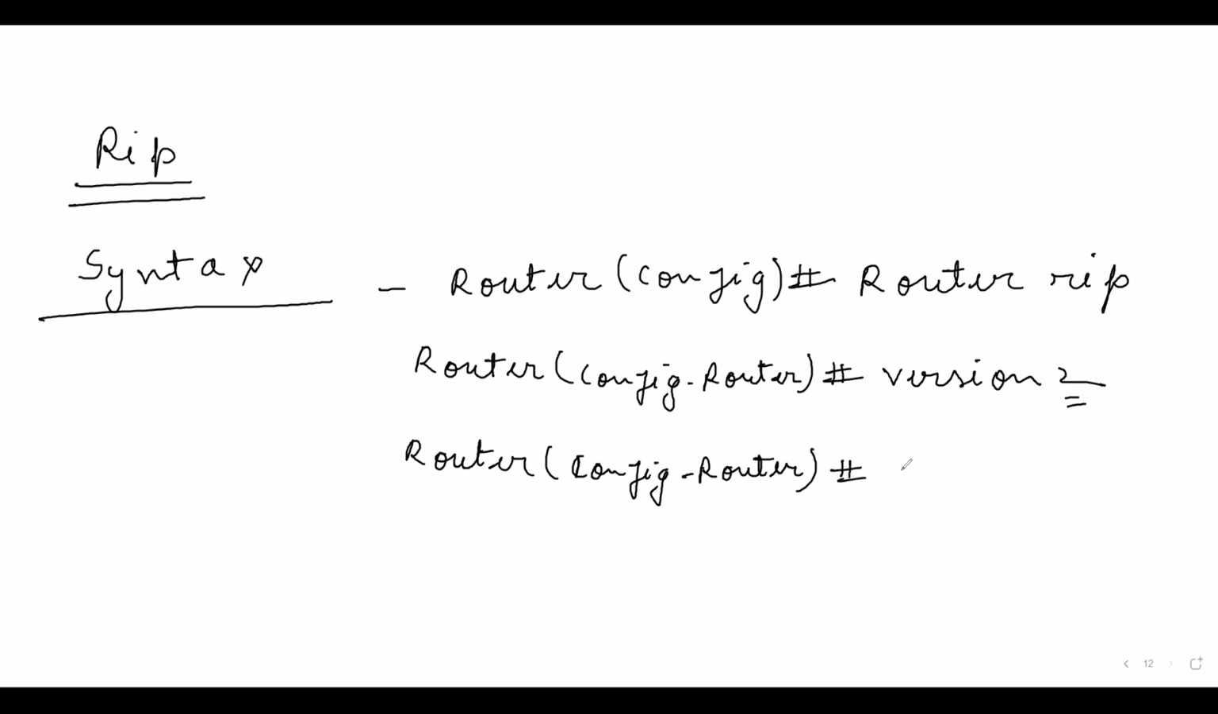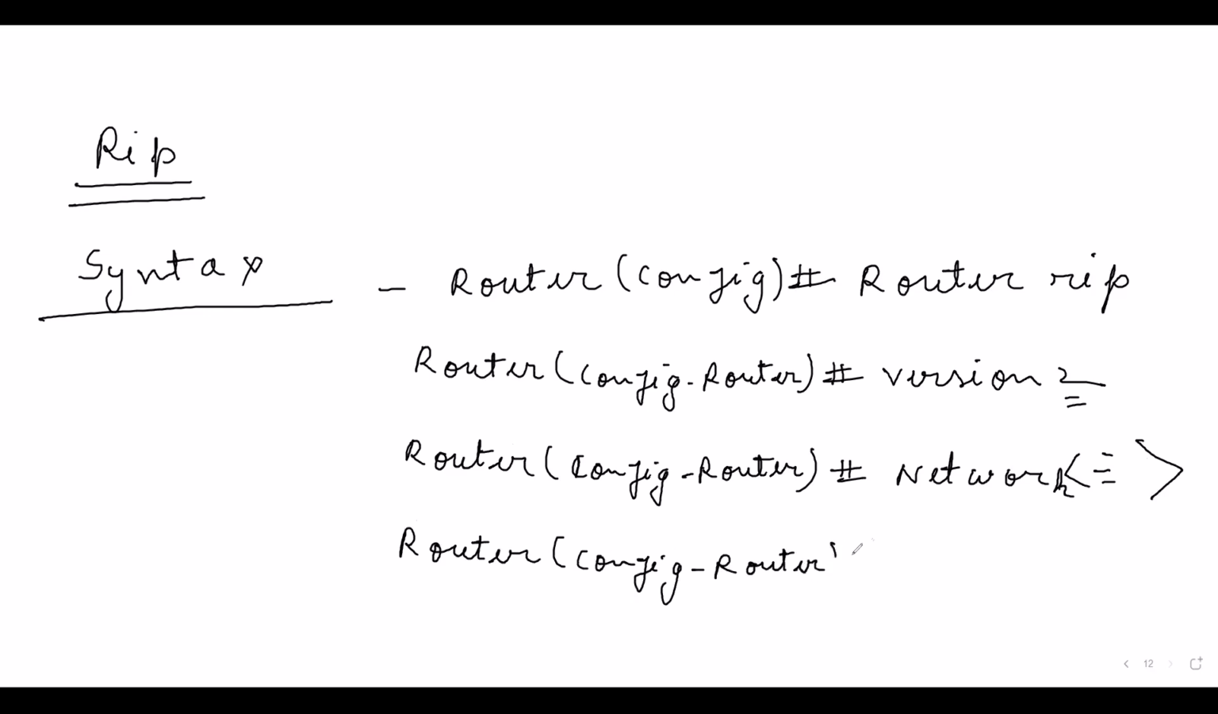Then I will type here network. Network I will type which is directly connected with me. I don't need to see about source or destination, which is directly connected. I will write here. Then last step is no auto summary. I will tell later what is the use of this command. But right now, only just learn it. Only 4 steps we have to do. Router rip, version 2, network, then no auto summary.